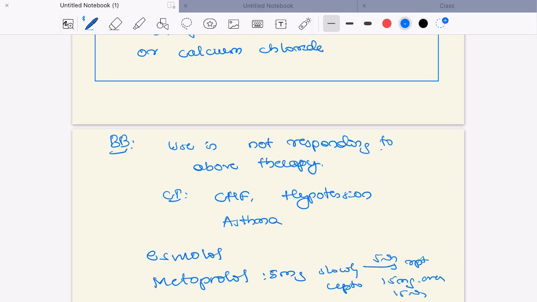Next, beta blockers. Beta blockers are used when the patient is not responding to the above pharmacotherapy. So what we can do here is use beta blockers, or if there is a contraindication to beta blockers like congestive heart failure, hypotension or asthma patients, you better avoid these beta blockers. So what are these beta blockers? You can remember them by EMAP. E is for esmolol, M for metoprolol, A for atenolol, and P for propranolol.